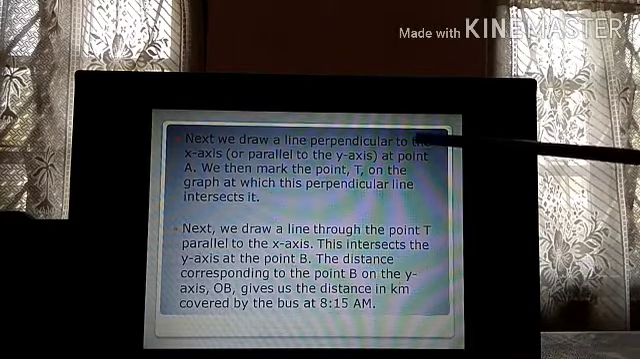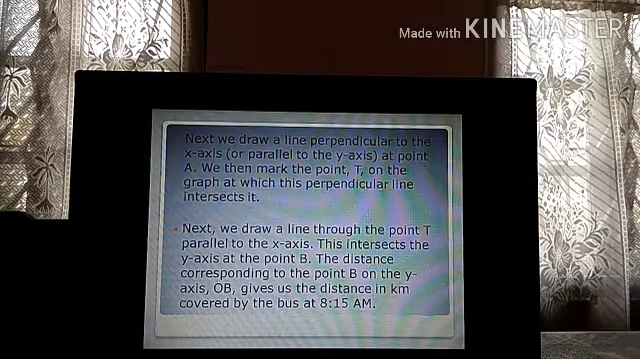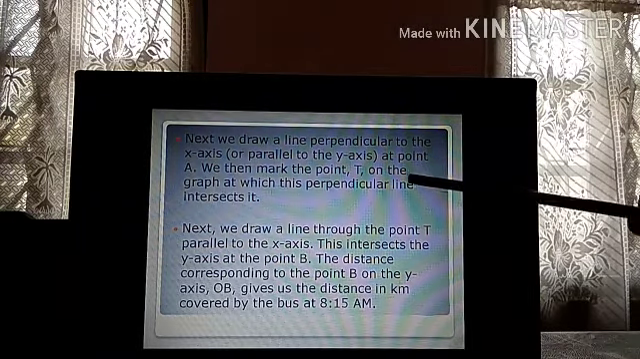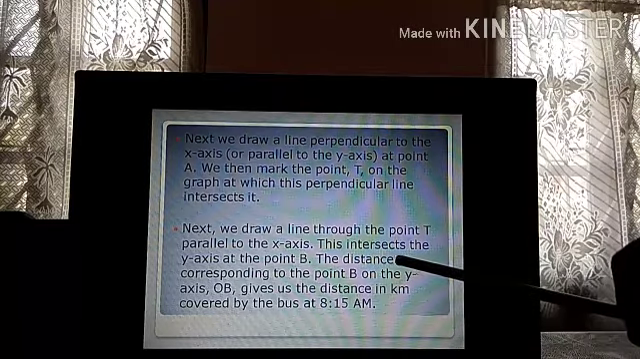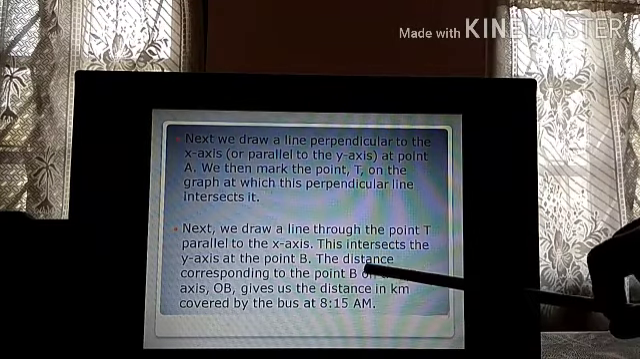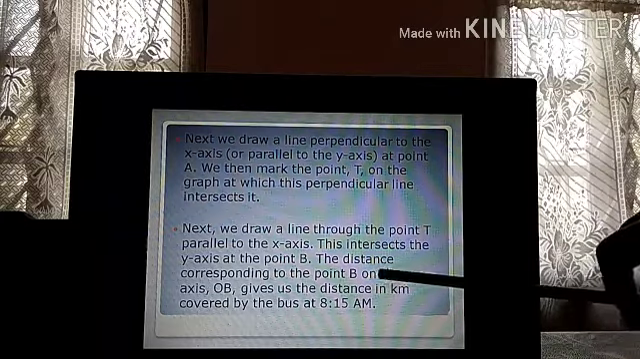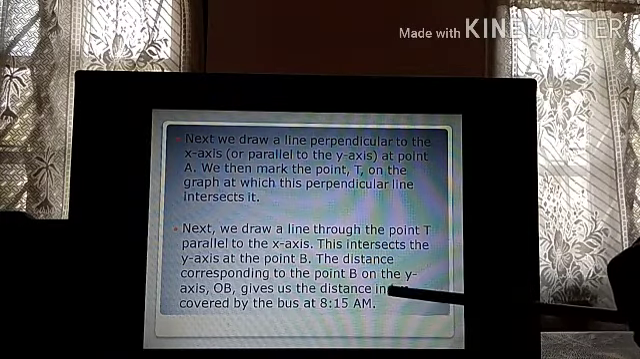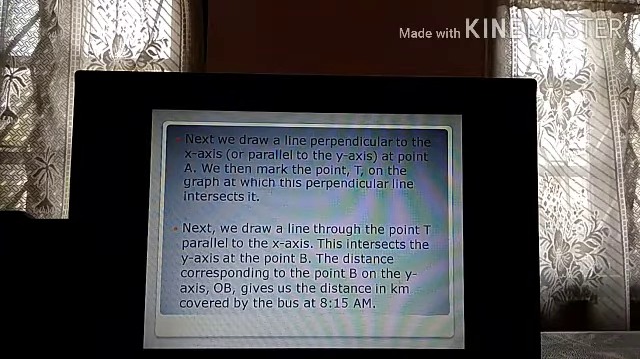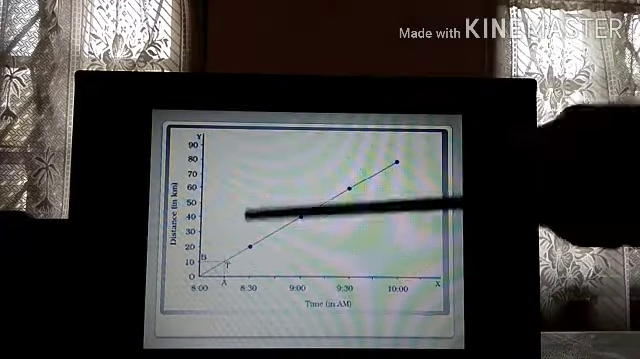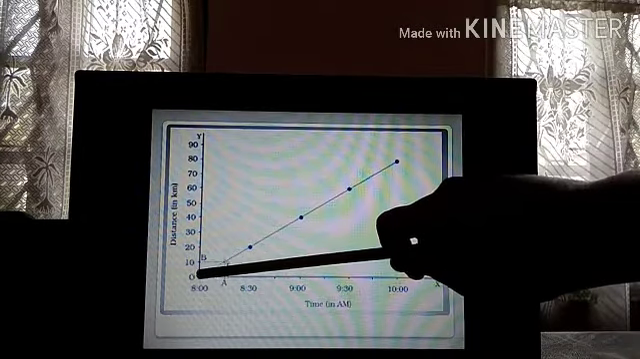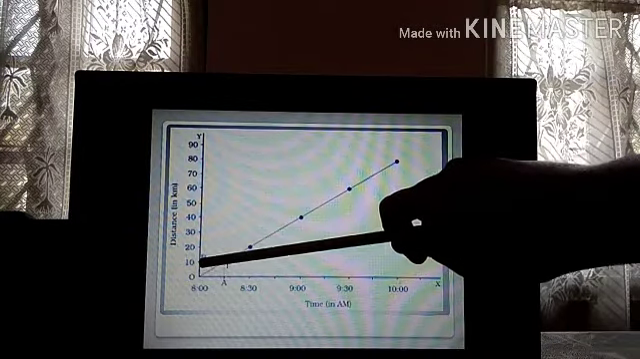Next, we draw a line perpendicular to the x-axis at the point A, like I have shown you. We mark the point T on the graph, where this perpendicular line intersects it. Next, we draw a line through the point T parallel to the x-axis. This intersects the y-axis at point B. So the distance corresponding to the point B on the y-axis, OB, gives us the distance in kilometer traveled by the bus at 8:15. So this one, OB, will give you the distance. This is the 10 kilometer.